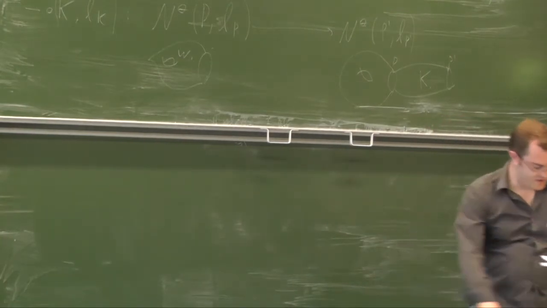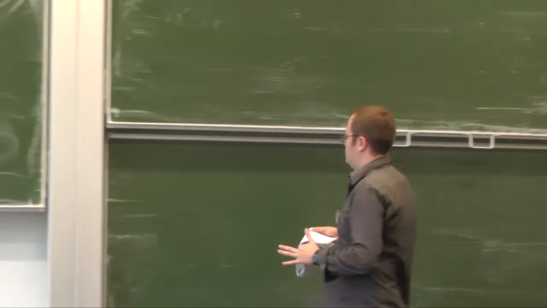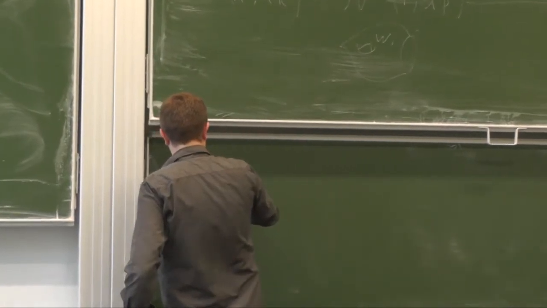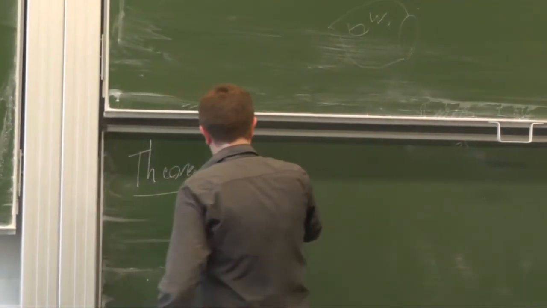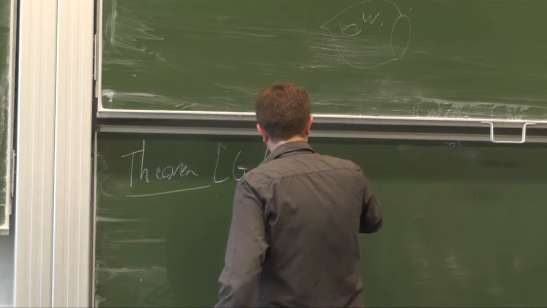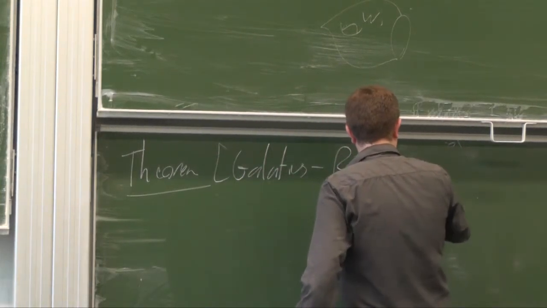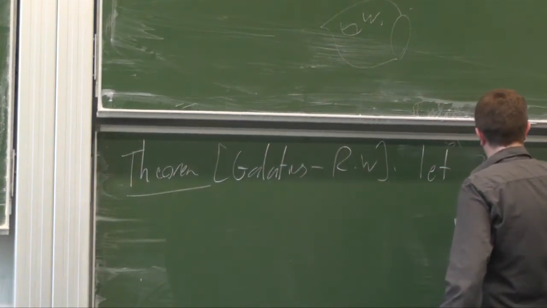So now I can say the main theorem. This is joint work with Søren Galatius. So let 2n be at least 6, theta be spherical.